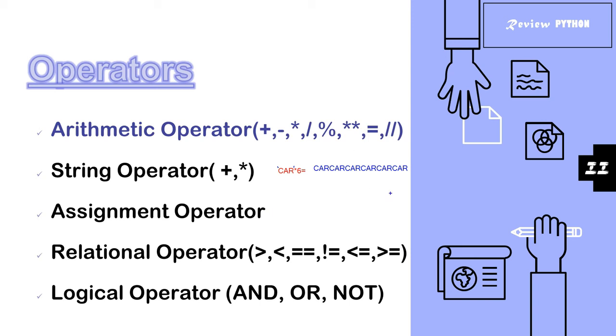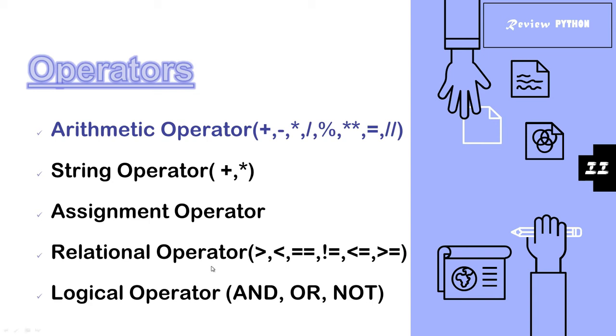It moves the data from the right towards the left. Next is relational operator. Relational operators compare two values, whether one is greater than, less than. The double equal to actually means equal to, exclamation equal to means not equal to, greater than, less than. All these symbols are relational operators. These are used to compare the two values.